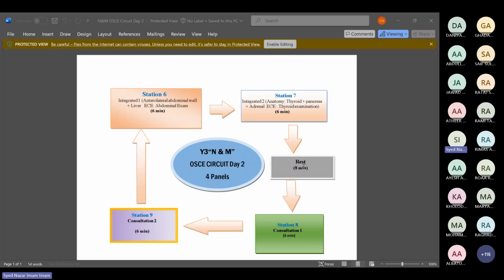In each panel, we will have 5 students: 4 will go to the stations, and 1 will be sitting in the rest, which is of 6 minutes. So this is day 2. We finished day 1 and day 2, and that's all for you.